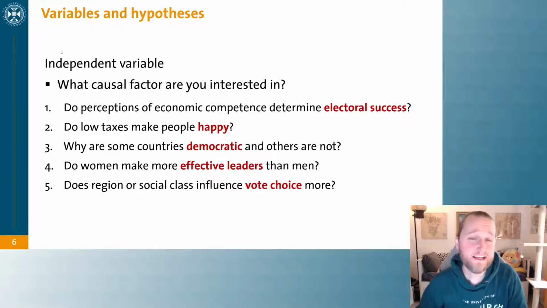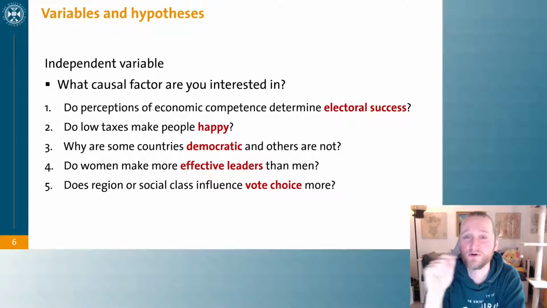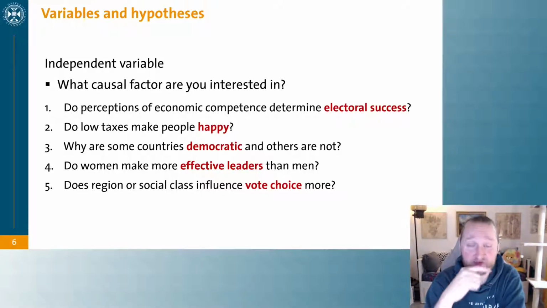So let's move to our independent variables then, our causal factors. We know what the outcomes are that we're trying to explain. So what are those explanatory factors that could determine these outcomes? Go through these five questions and see if you can identify what is the independent variable in each of these.